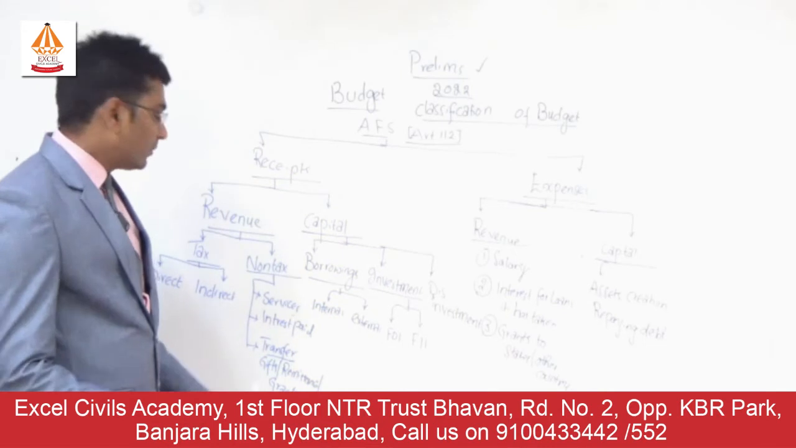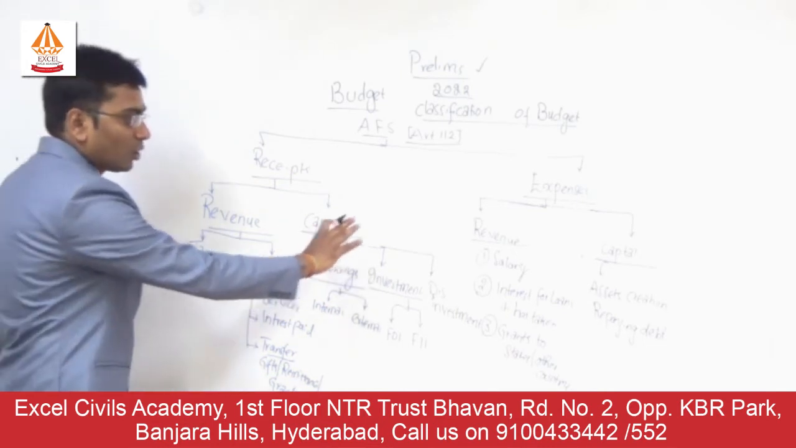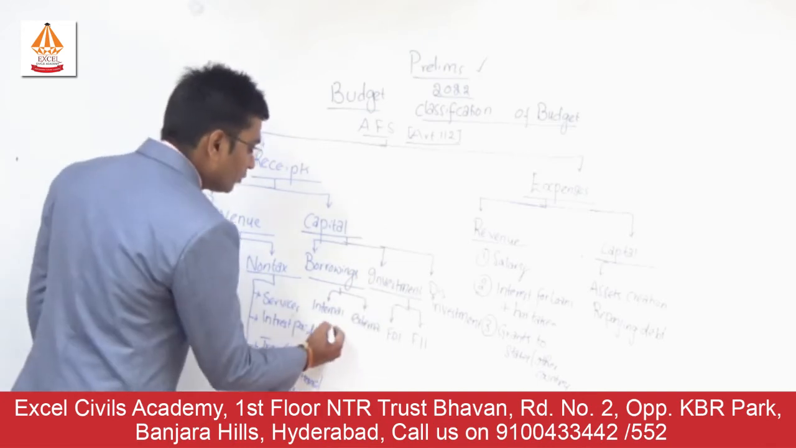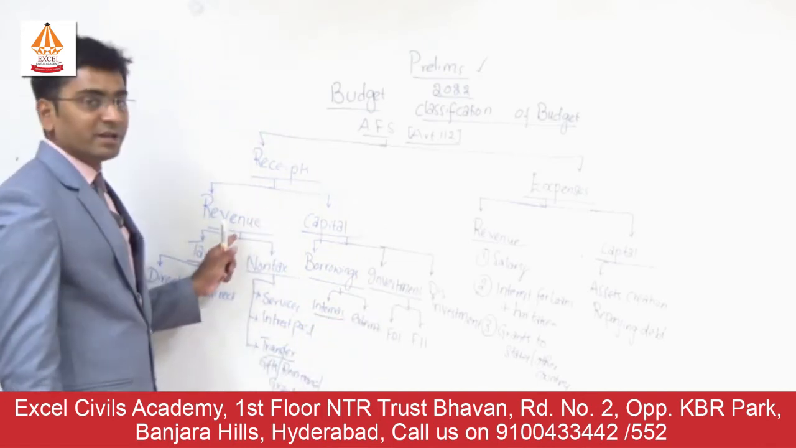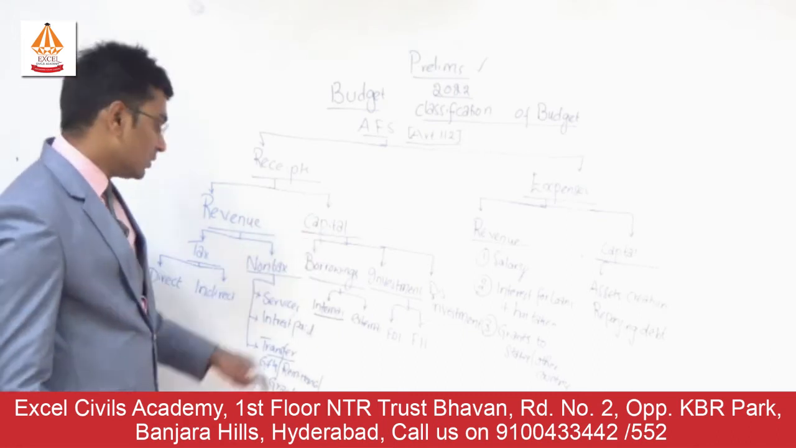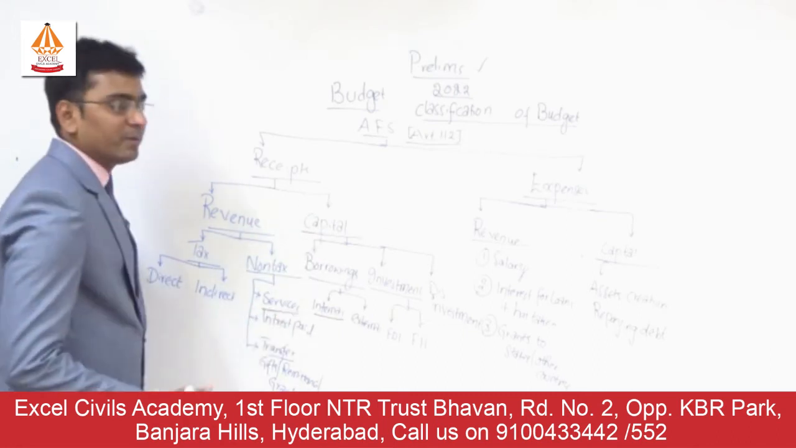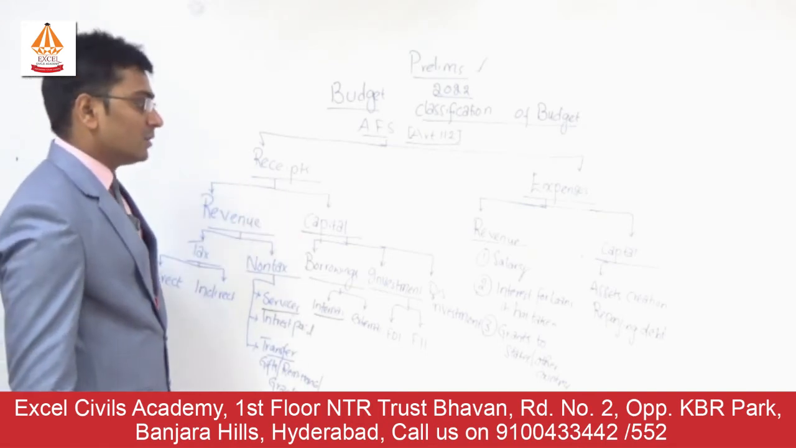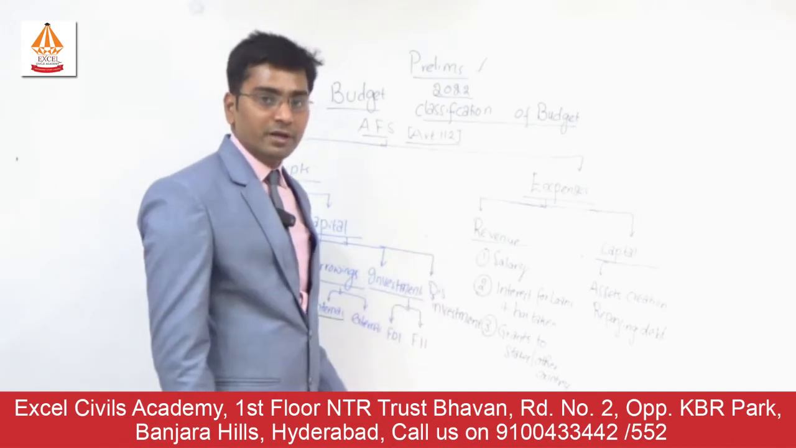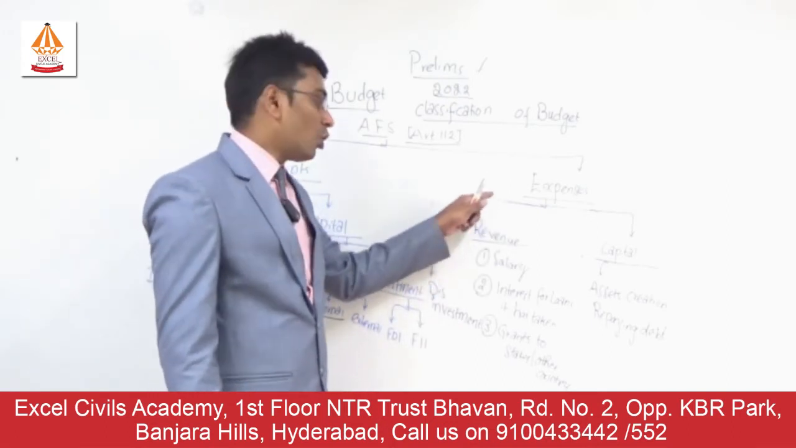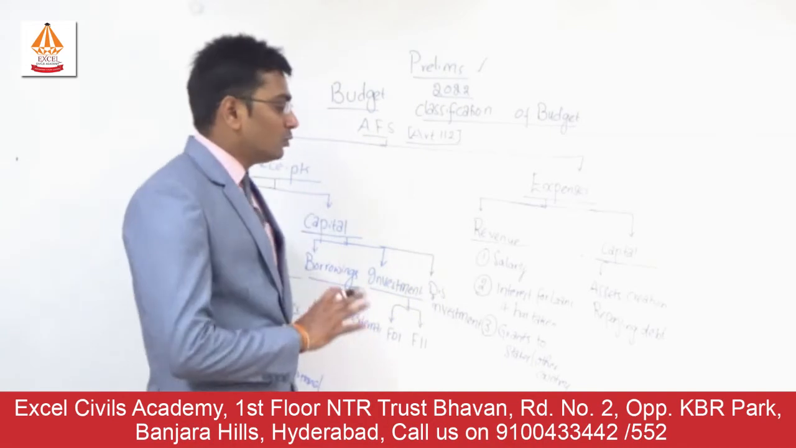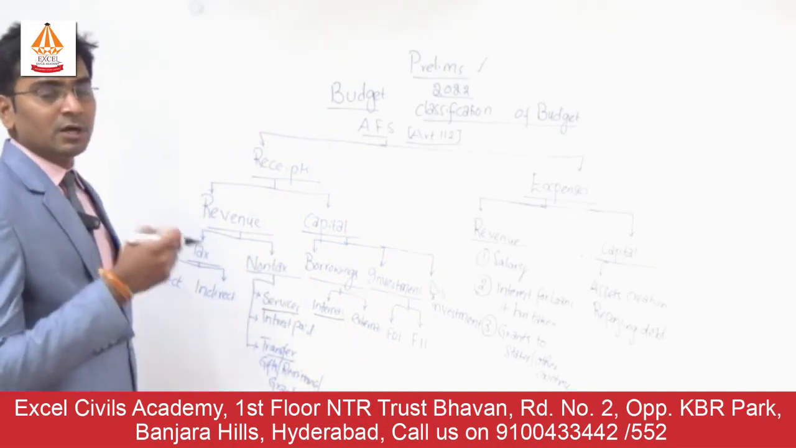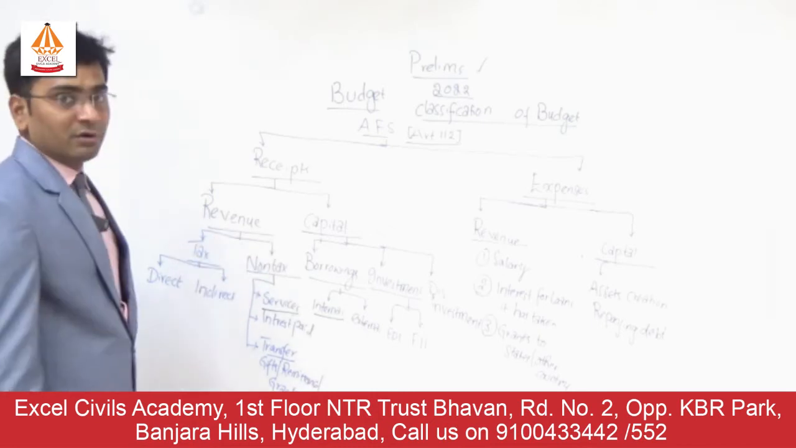What might they ask? They might give you something among this and ask which component it is. For example, they might ask whether internal borrowings form a revenue receipt or a capital receipt. They might ask whether services extended by the Government of India form a revenue part or a capital part of the receipts. They might ask whether the salaries paid by the Government of India are revenue expenditure or capital expenditure. So we should know, or remember, this classification as such, because there is a direct chance of a question from this.